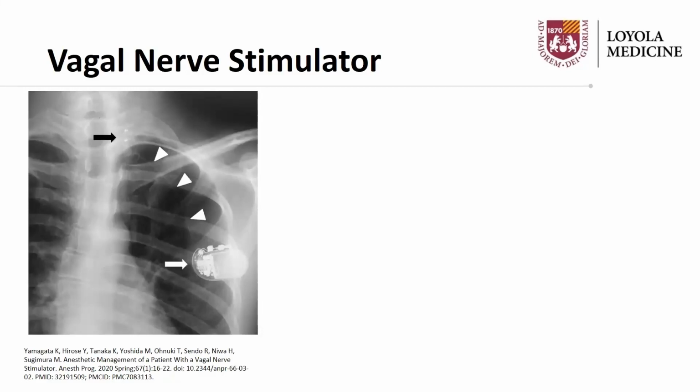Okay, so next let's discuss vagal nerve stimulators. So these devices are typically indicated for patients with refractory epilepsy. They are effective in many cases, but actually few patients achieve complete elimination of their seizures. Therefore, presence of seizures does not necessarily mean that the device is non-functional.